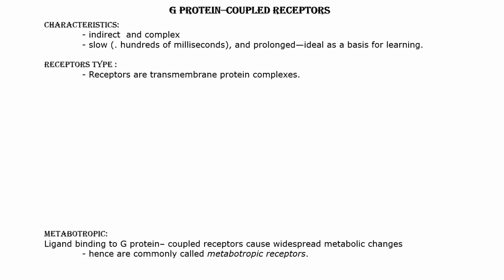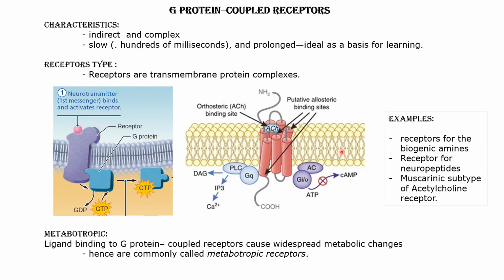Now, coming to the next kind of receptor, which we said is the G protein coupled receptor. These receptors are actually transmembrane protein complexes, which is shown here, which are coupled to the G protein on the cytosolic side. The activation of these G protein coupled receptors upon binding to the neurotransmitter leads to a wide range of metabolic changes inside the postsynaptic cell, and hence these receptors are called metabotropic receptors.